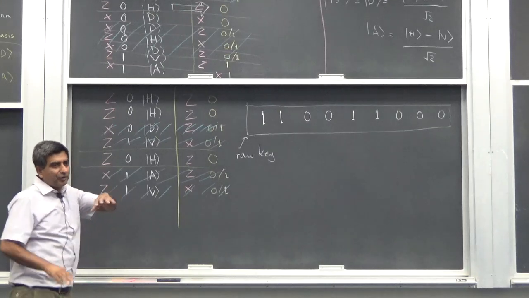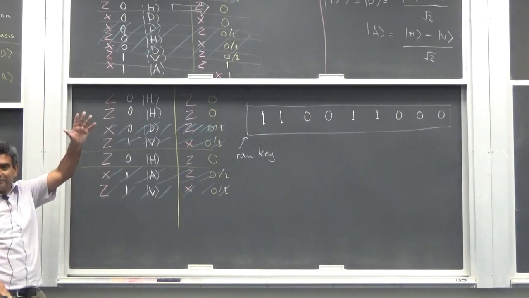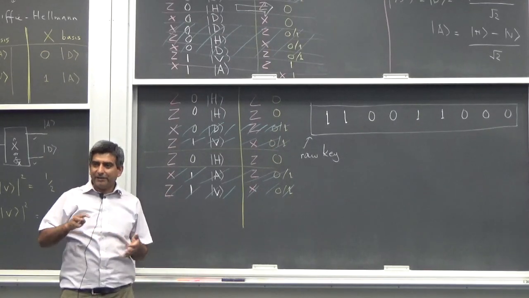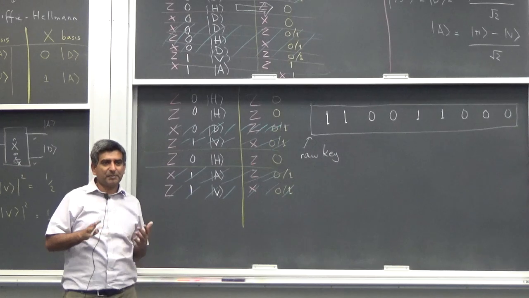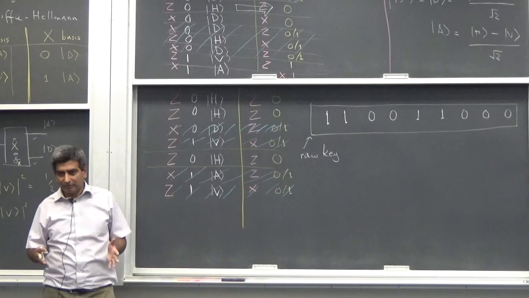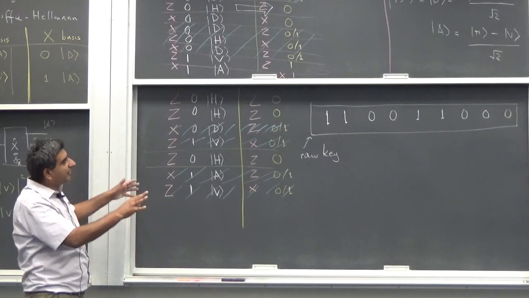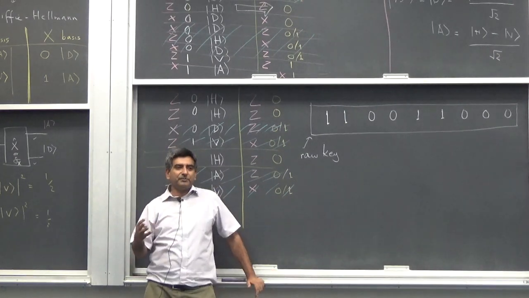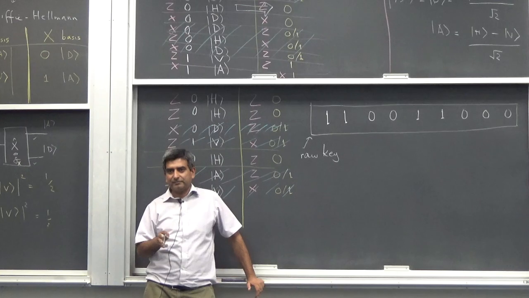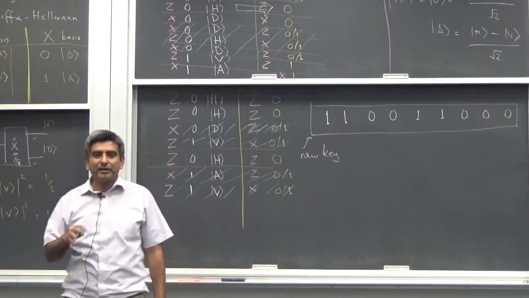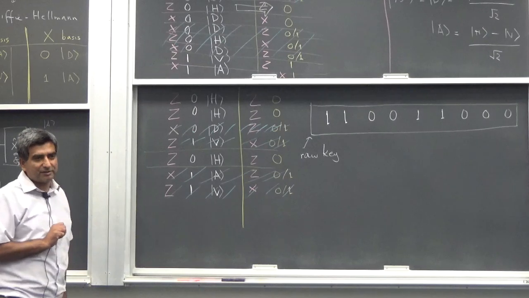If you started off with, on average, capital N instances of communication, the raw key is almost half the length because the bases are going to match in half of the cases. So this is how a secure key has been generated between Alice and Bob without transmitting what the key really is. Now all of this is secure, but only up to the point where Eve doesn't exist. What happens if Eve comes into the picture?